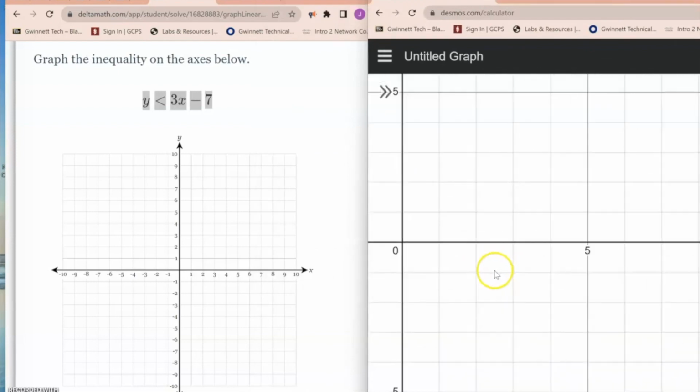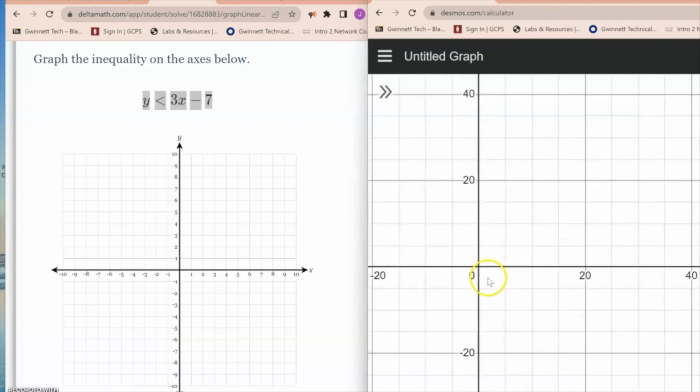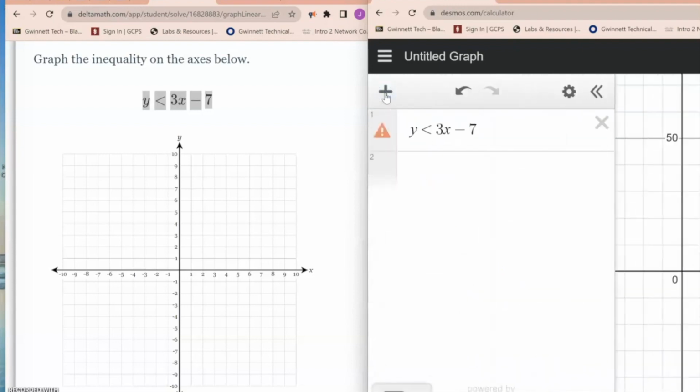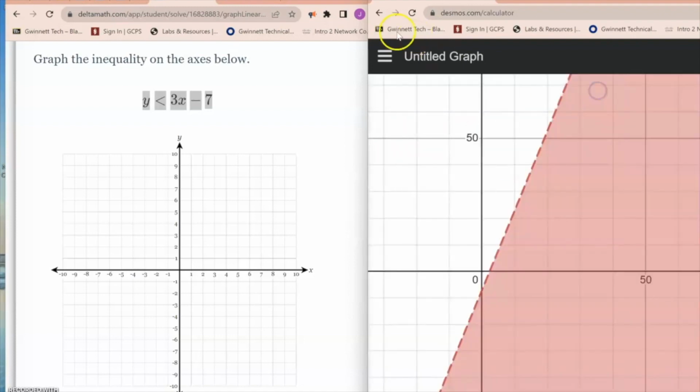So I'm zooming out, zooming out, zooming out. Where's the graph? Oh, there's an error. Sorry, I don't understand. Okay, so I guess the symbol is wrong. I guess when you copy it, it's a different symbol. Just delete it and put it on. Now I see a graph.